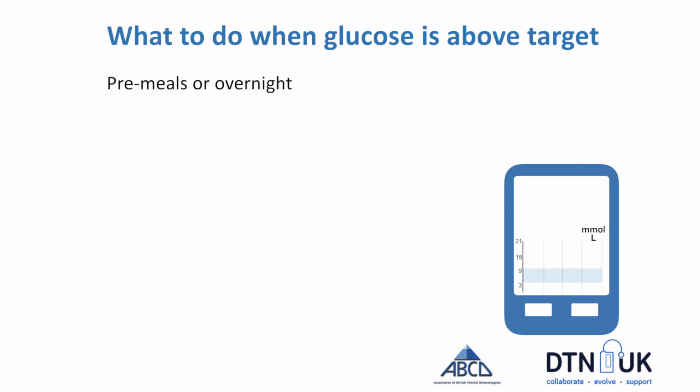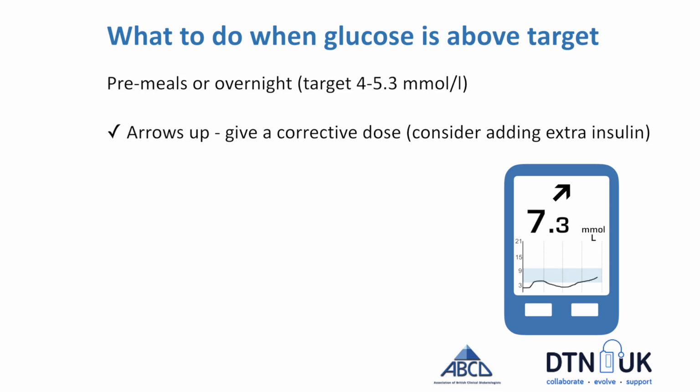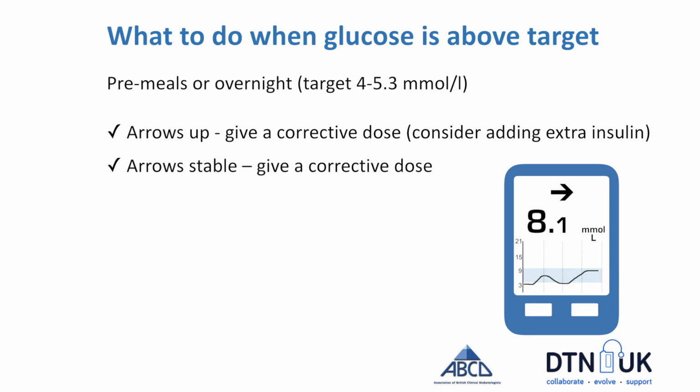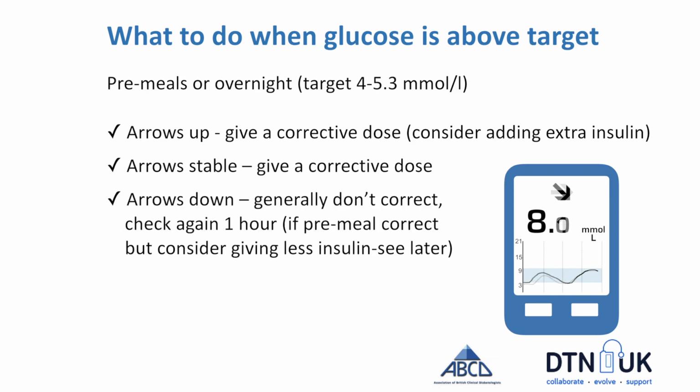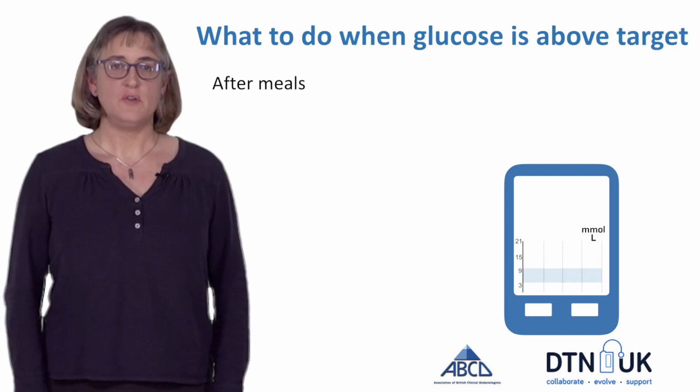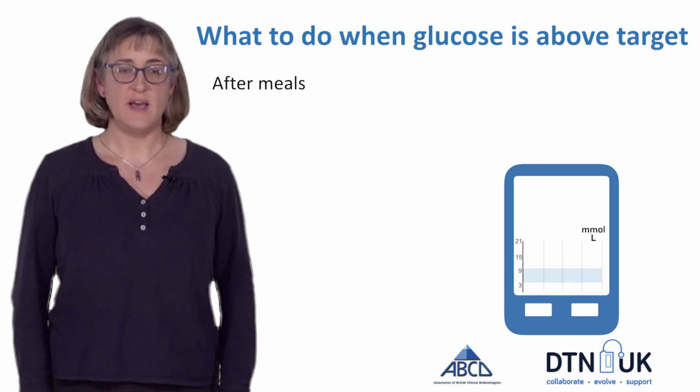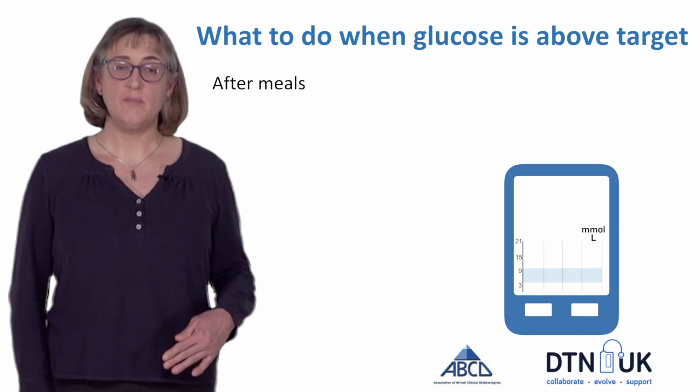If it's before meals or overnight, when you shouldn't have any short-acting insulin left from the preceding meal, and you've got up arrows, you can give a corrective dose as you would usually, and some people may wish to add on extra insulin, which we'll talk about later. If you've got stable arrows, you give a corrective dose. If you've got down arrows, generally we would say don't correct because your glucose is already falling, but check again in 1 hour.